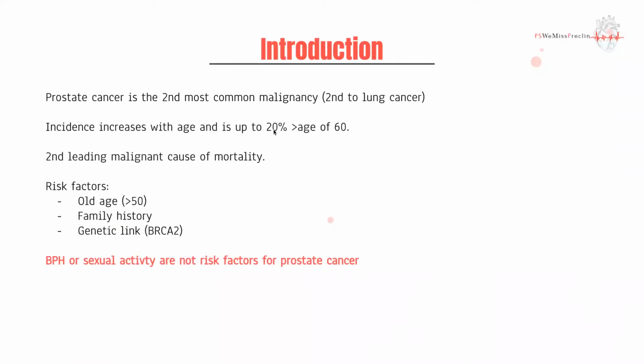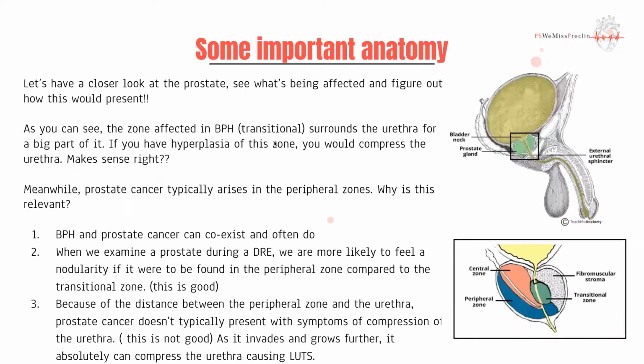It's the second most common malignancy, second to lung cancer, with an increasing incidence with age. The incidence at 60 years is about 20%. It's also the second leading malignant cause of mortality. Risk factors for prostatic cancer are a relatively short list compared to many others: old age, a family history, and a genetic link to certain genes like BRCA2. And I'm sure you've heard of BRCA1 and BRCA2 when talking about breast and ovarian cancer. It's very important to know that having BPH or indulging in sexual activity are not risk factors for prostatic cancer.